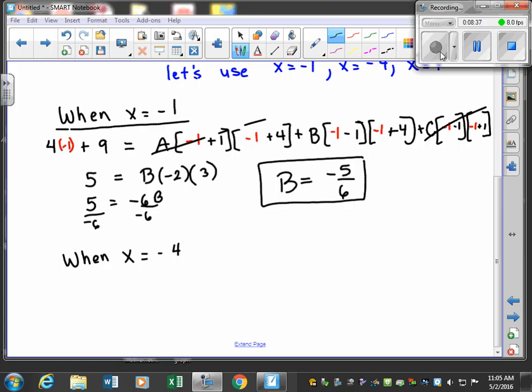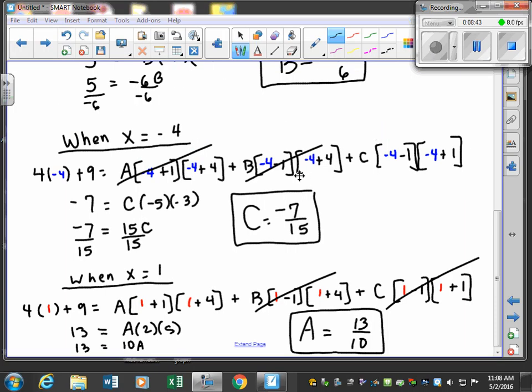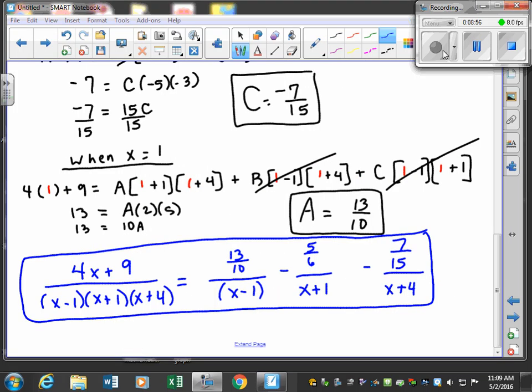Okay, do the same thing when x equals -4, and also one more time when x equals 1. Okay, just to check your work, C will get -7/15, and when x is equal to 1, A is equal to 13/10. And to rewrite this left-hand side, using partial fraction decomposition, we have this as our A, B, and C are in place.